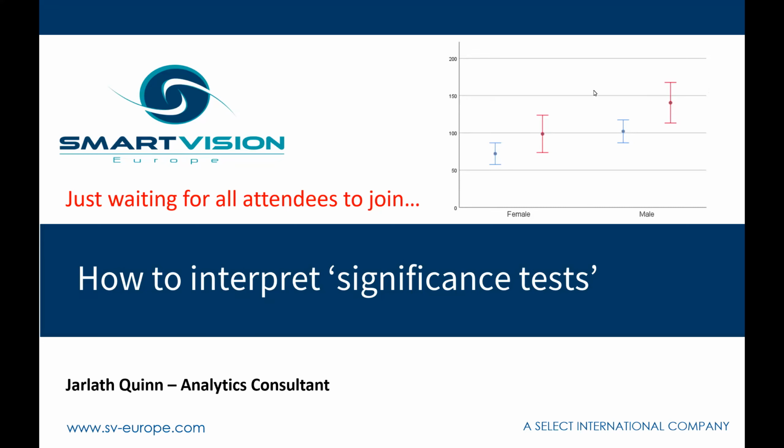My name's Jonathan Quinn, and today we're going to be talking about how to interpret significance tests. That's the first of three webinars we're running. The next one we're going to be running at 1 o'clock is about correlation analysis. And after that, at about 3 o'clock, I think, we'll be looking at neural networks. But to begin with, we're going to be looking at how to interpret significance tests.